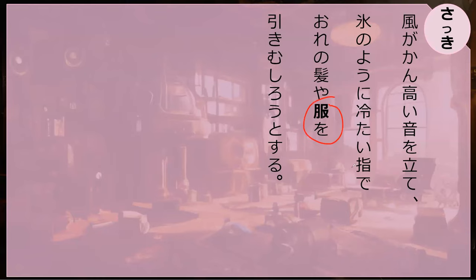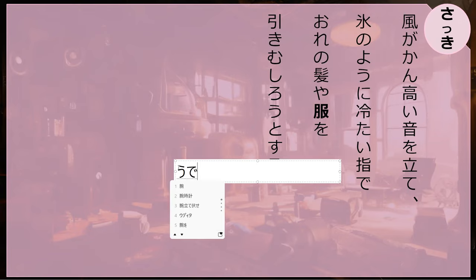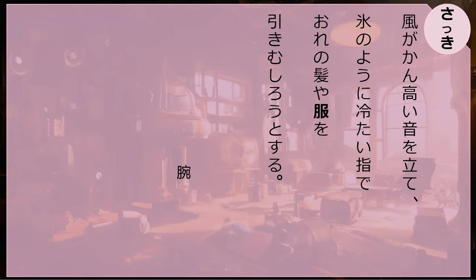Do you know how to read this word? Ude. Good guess. It's not arm, though it does look like arm. Both of them are extremely similar. This means clothes. Fuku. Yes, fuku. So fuku has that same moon kanji as ude, but it also has something that looks like a clothes hanger with a little outfit hanging there. So put your clothes away in your closet. Fuku.